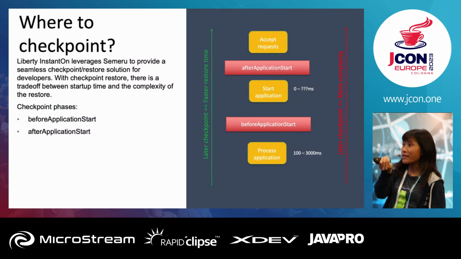The other thing is where to do the checkpoint. At the moment in Open Liberty we support two positions for a checkpoint. One is before the application starts. This is the runtime: Liberty has started, but the application has not started, and you do a checkpoint. The other one is after your application starts, and then you do the checkpoint. Obviously, if you do a checkpoint later, you can get a better performance boost.